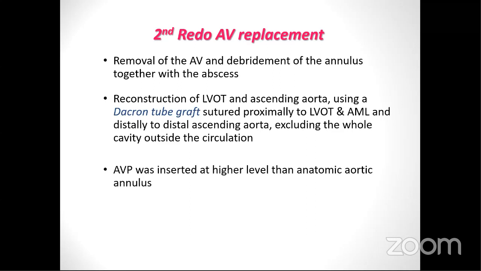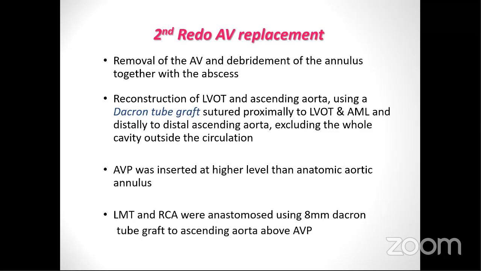The aortic valve prosthesis was implanted at a higher level than the anatomical aortic annulus because the true aortic annulus was remarkably disrupted by the infection. The left main trunk and the RCA were anastomosed using 8mm Dacron tube graft to the ascending aorta above the aortic valve prosthesis itself.